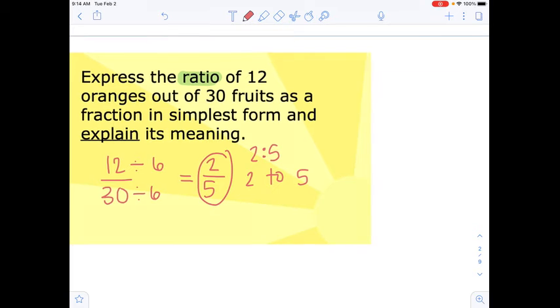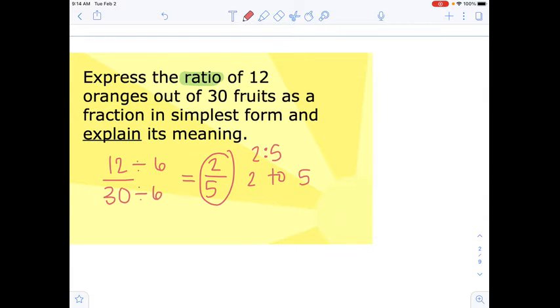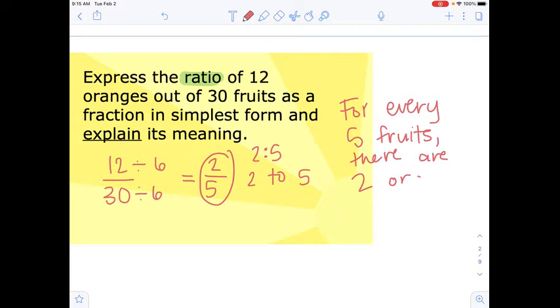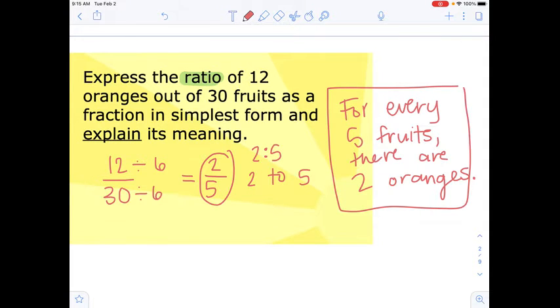Then it says to explain its meaning. So the easiest way to explain a ratio's meaning, I think, is to start with the denominator. I don't know, I always tend to do that. So I write, for every 5 fruits, there are 2 oranges. Okay, so you can always do that. Start with the denominator, for every 5 fruits, then go to the numerator. There are 2 oranges. Okay, so make sure with ratios, simplified, no labels.